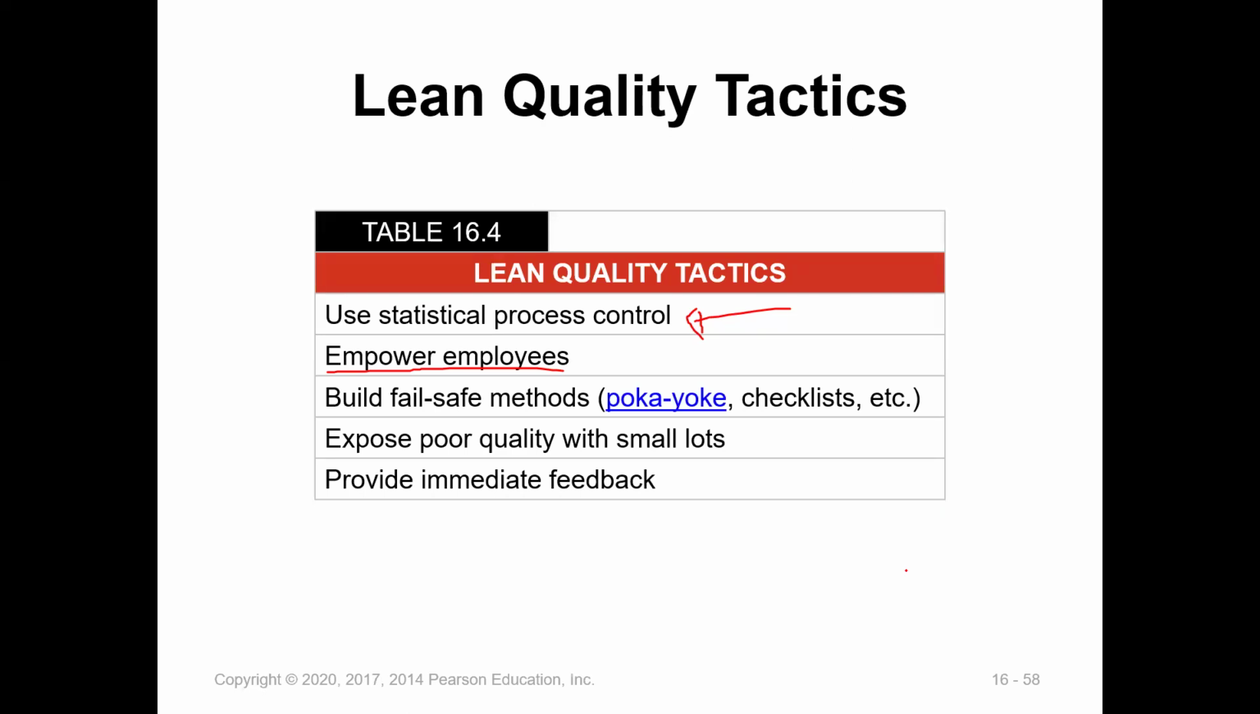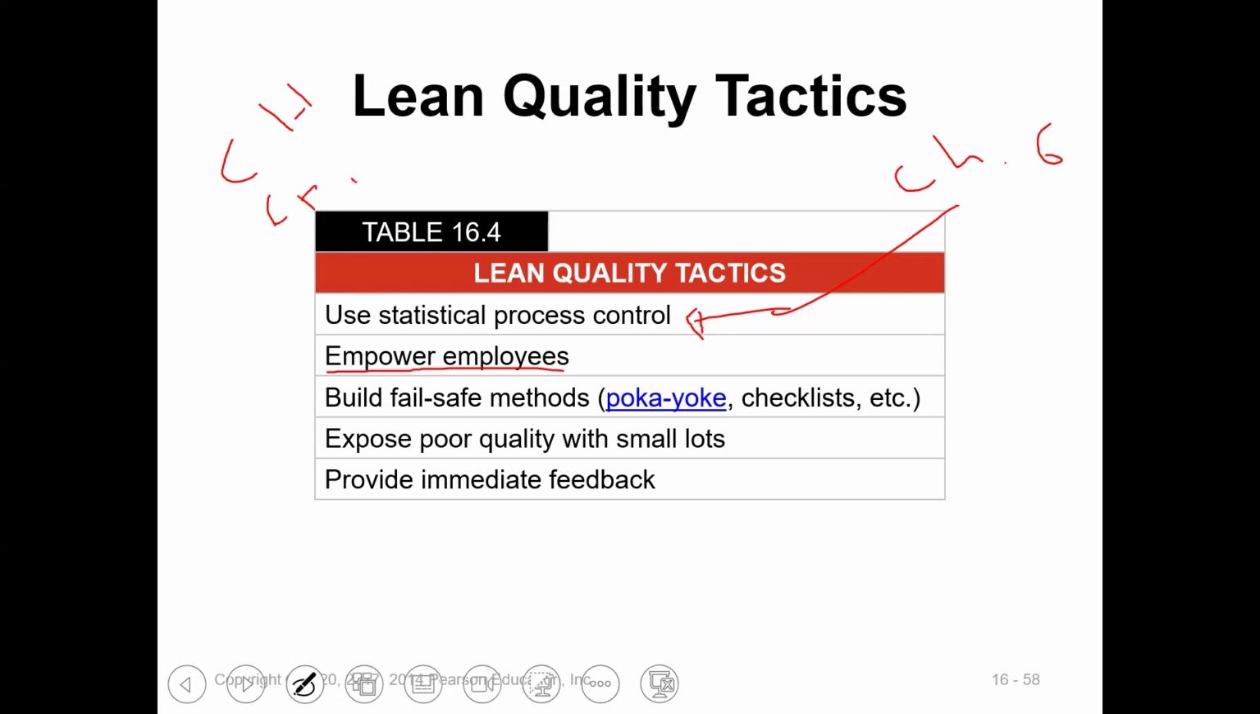So lean quality tactics use statistical process control as we covered in chapter 6. We know what a process control is. All these statistical process control, including the control charts, the CP and CPK, okay? Give authority to your employee, build fail-safe methods like using Poka-yoke.